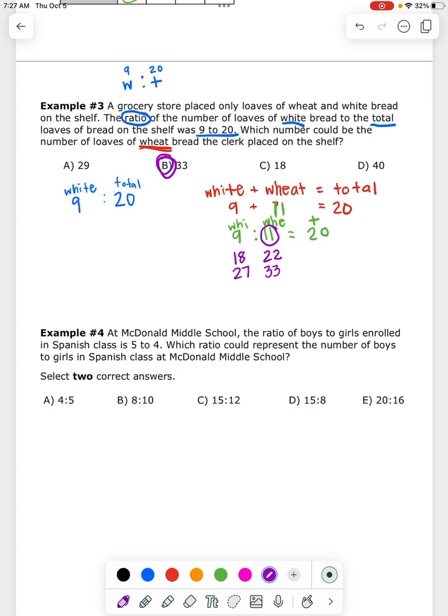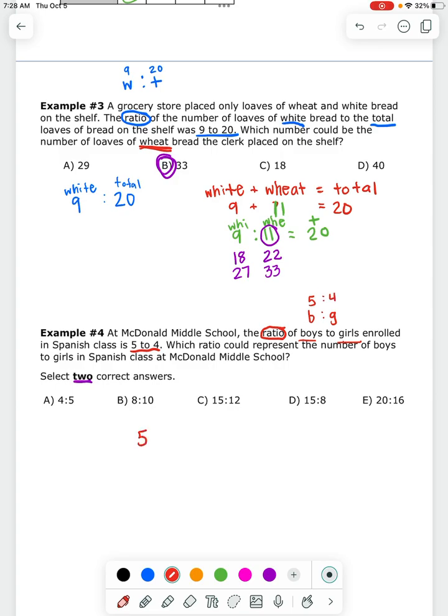At McDonald Middle School, the ratio of boys to girls enrolled in Spanish class is 5 to 4. Which ratio could represent the number of boys to girls in Spanish class at McDonald Middle School? Select 2 correct answers. So again, my keyword is ratio, and it says boys to girls. So boys to girls, order matters, is 5 to 4. So 5 boys, 4 girls.